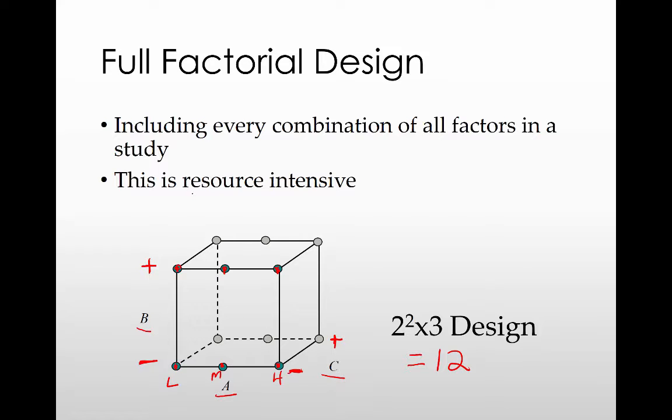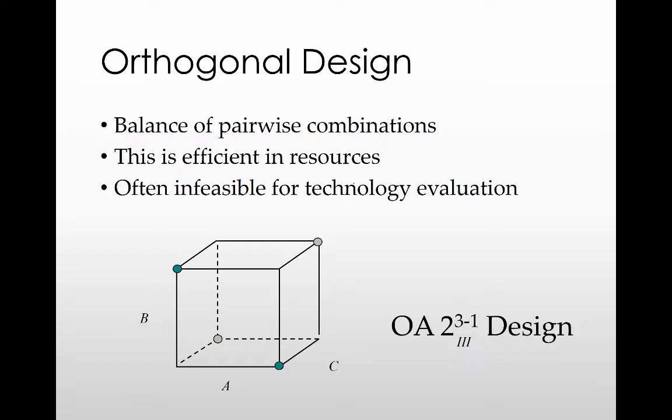Now, I would consider this a resource-intensive approach, not because 12 is such a big number, but because as you add more factors to this experiment, it's going to grow very rapidly because you multiply by the number of levels every time you add a factor. So sometimes you need to find a way that's more efficient, and an orthogonal design is something that you might consider. This particular approach has a balance of pairwise comparisons. That's what orthogonal design means.